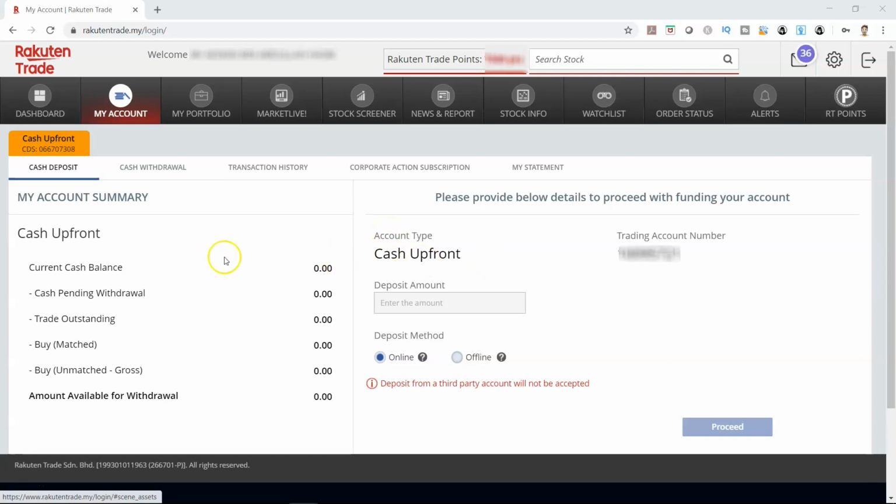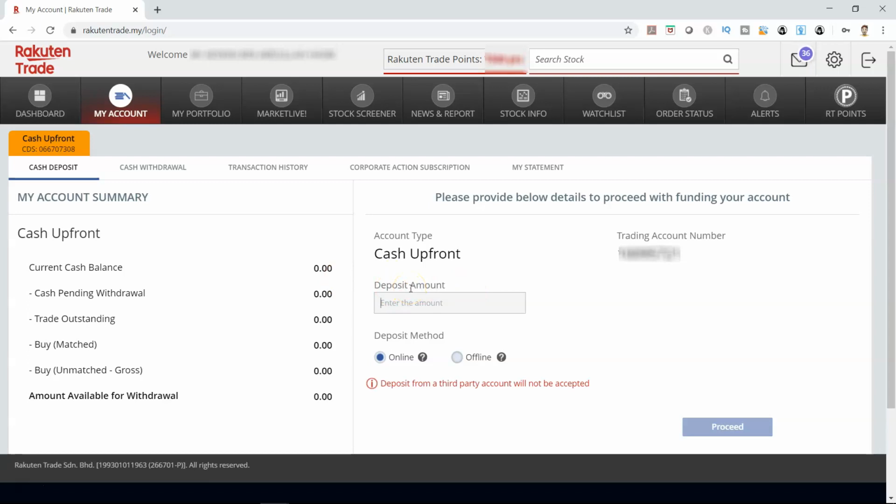So you will see two panels over here, one on the left and one on the right. On the left, there's going to be our cash position, how much balance we have, how much money we're going to withdraw from our account, and so on and so forth. So for us to start our trade, we need to put some money into our Rakuten account. To deposit money into our Rakuten account, we should enter the amount below the deposit amount.